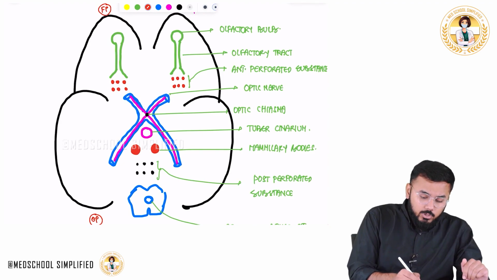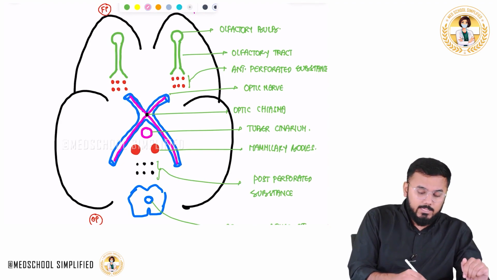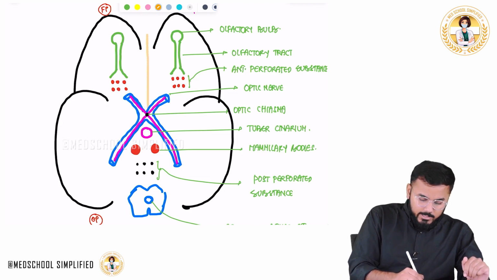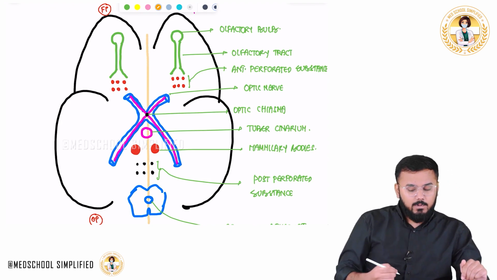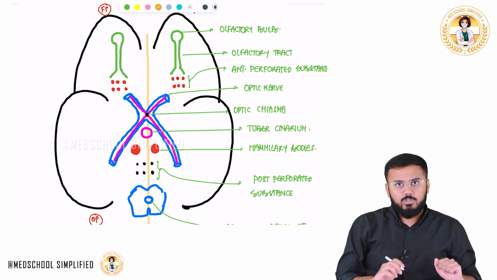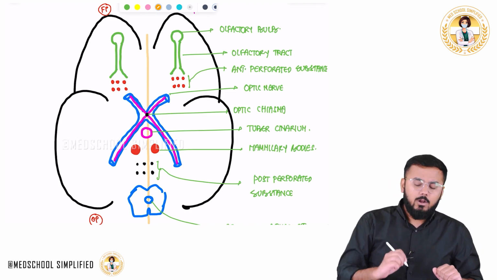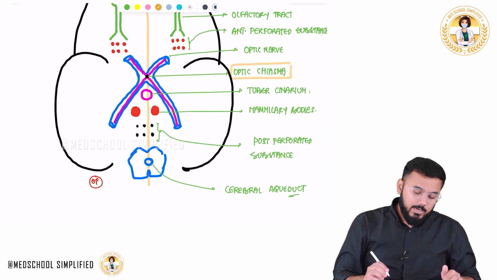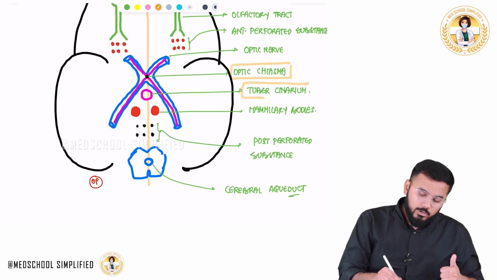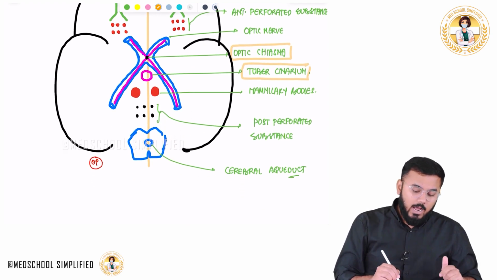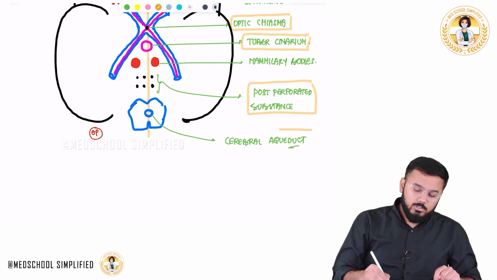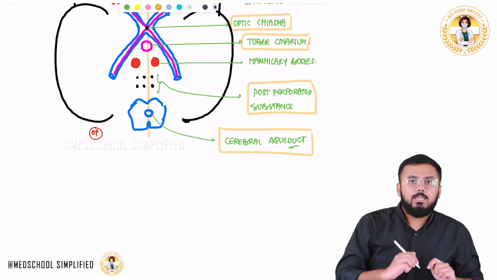If I ask you what are the structures that are located exactly in the midline, what will you tell, guys? Just draw a line like this all the way, right? Now tell me what are the structures located in the midline. Optic chiasm is located in the midline. Beneath the optic chiasm, I've got tuber cinereum. After tuber cinereum, are the mammillary bodies located in the midline? No. The next thing I have got is the posterior perforated substance. Just beneath the posterior perforated substance, I have got the cerebral aqueduct.